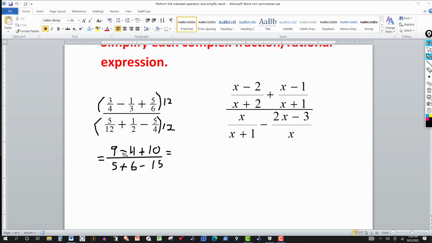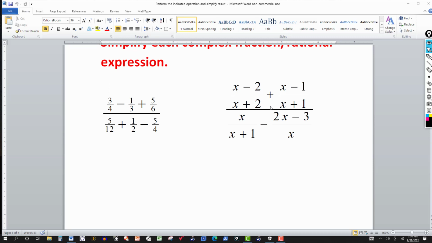Again, 9 minus 4 is 5, and 10 is 15. Then 5 and 6 is 11. 11 minus 15 is a negative 4. This comes out to 15 over negative 4. Again, I'll put the negative on top. That's how that works. So negative 15 over 4 is the simplified solution to that complex fraction.